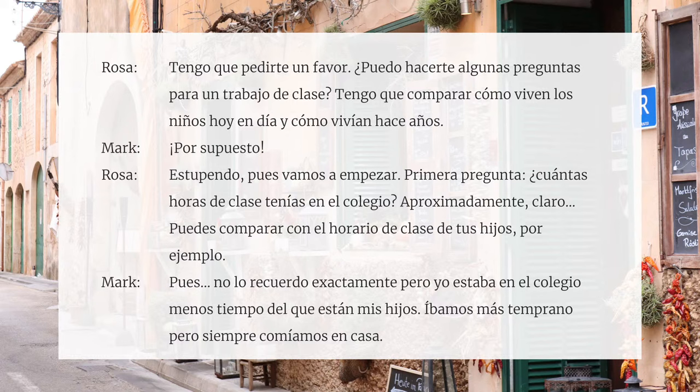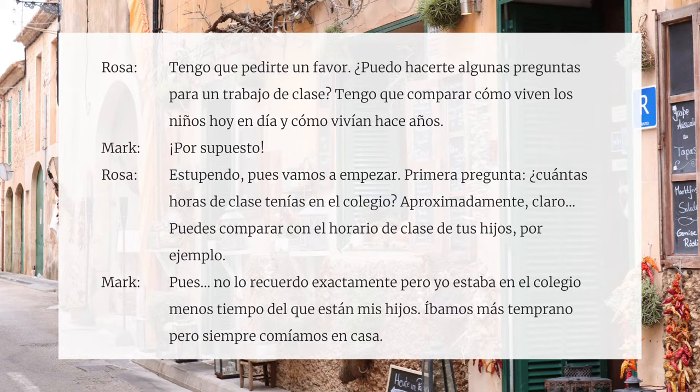Tengo que comparar cómo viven los niños hoy en día y cómo vivían hace años. I need to compare how young people or children live nowadays, hoy en día, y cómo vivían and how they used to live hace años. So there's our first imperfect. Vivían. That's from vivir, the verb to live, and they lived or they used to live in the imperfect. And I say, por supuesto, of course. So Rosa continues, estupendo, pues vamos a empezar, let's get started.